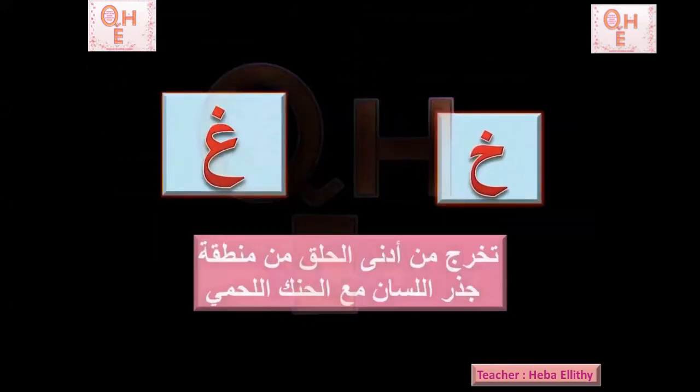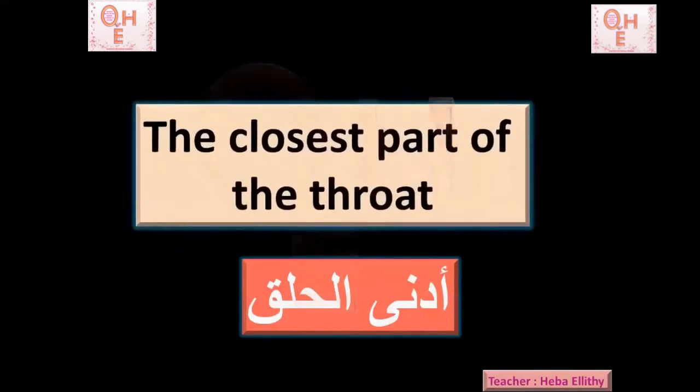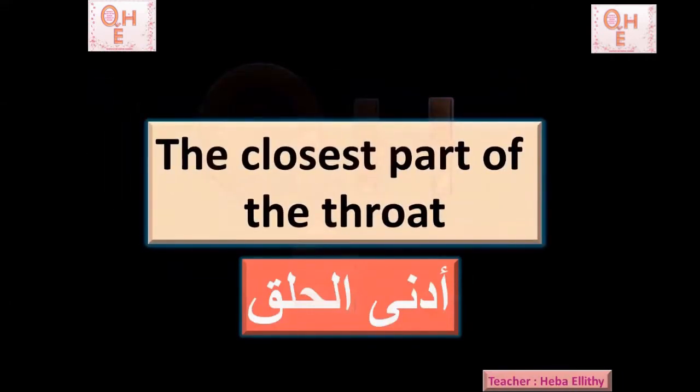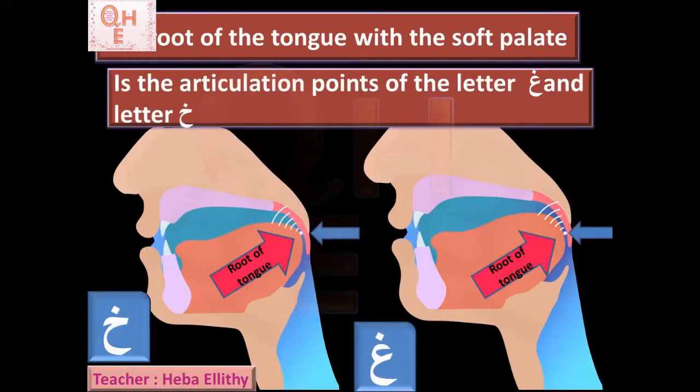It comes from أدنى الحلق, من منطقة جذر اللسان مع الحنك اللحمي. What's this in English? It comes from the closest part of the throat. Which area exactly? This is what we will see in this picture here: the root of the tongue with the soft palate. This red area is the soft palate.